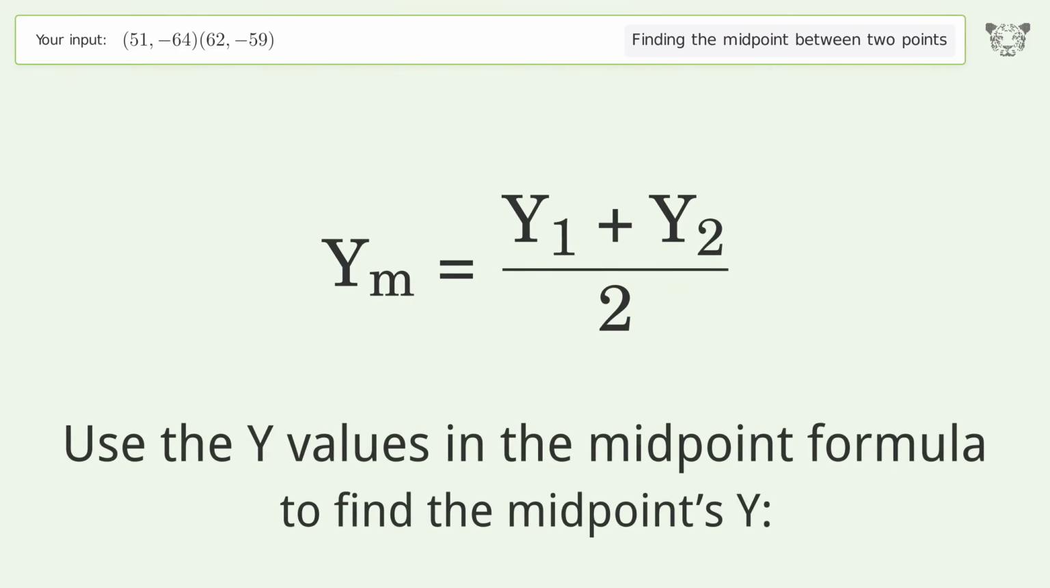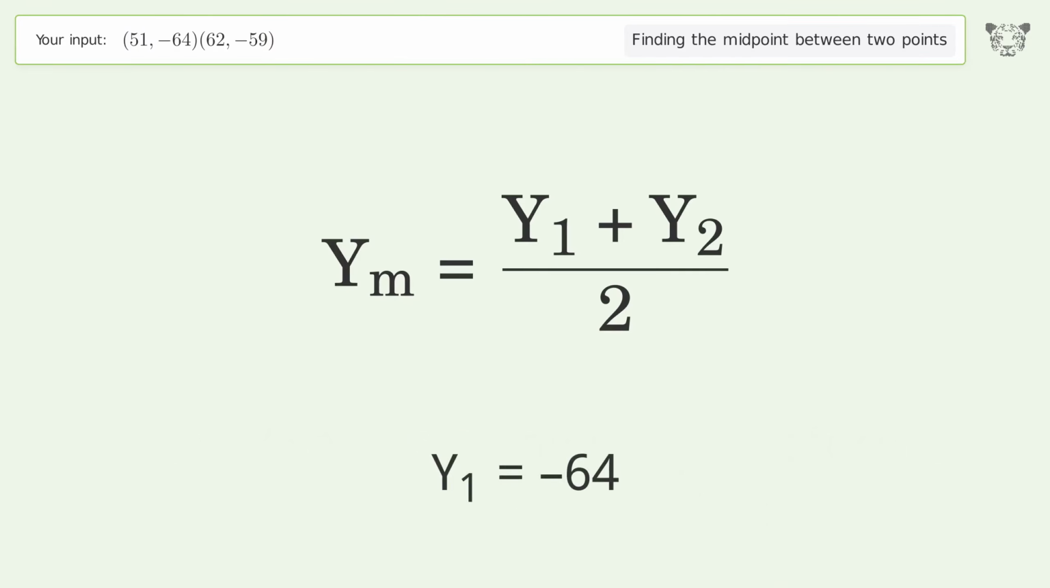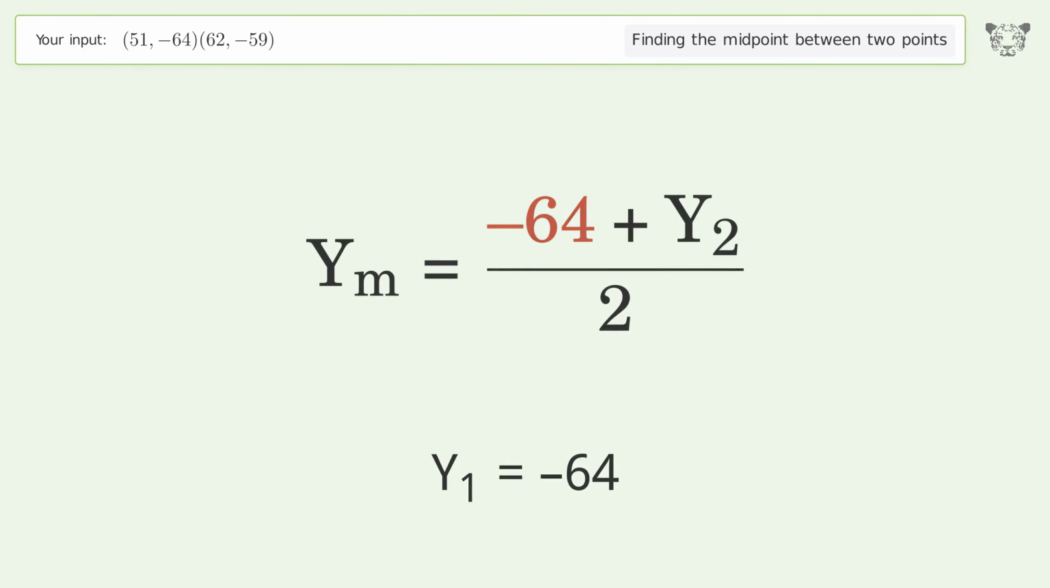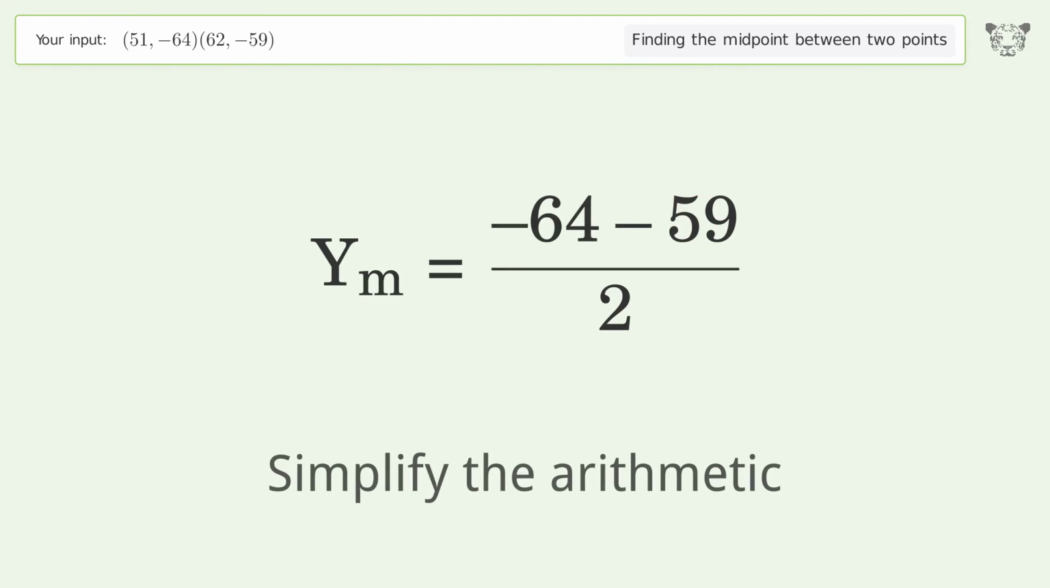Use the y values in the midpoint formula to find the midpoint's y. y1 equals negative 64. y2 equals negative 59. Simplify the arithmetic.